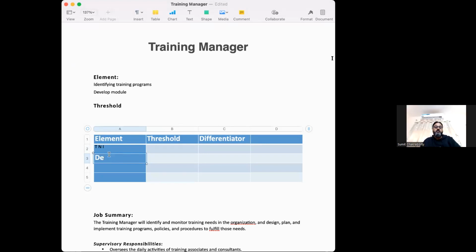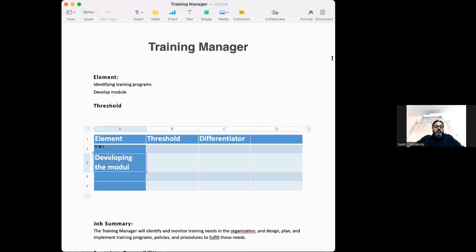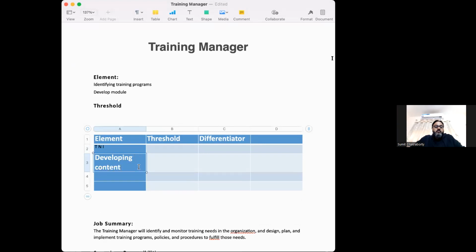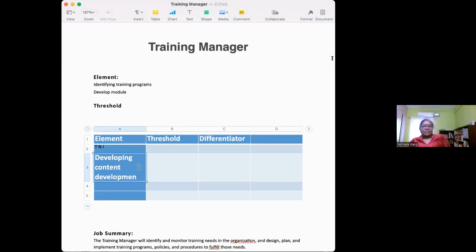Develop the module, or you can write developing content. Content design, development. Training content development, right? Yeah.